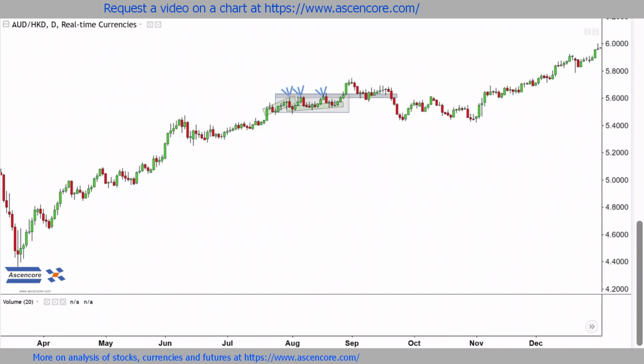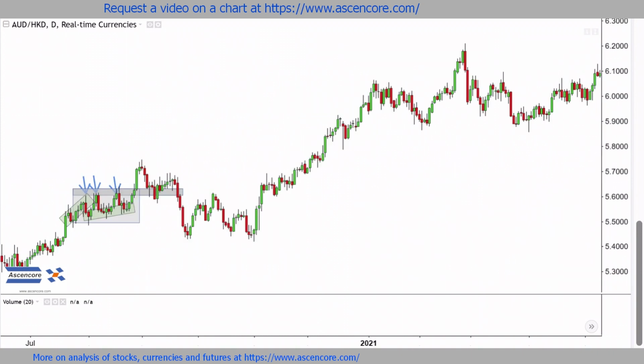In any case, the range running through the 3 downswing points is still useful, mostly to reference resistance during this pause in the larger uptrend.